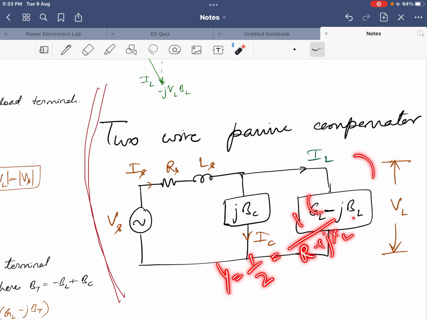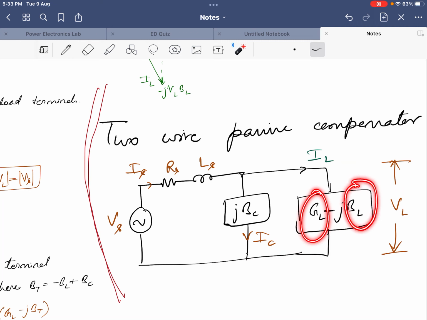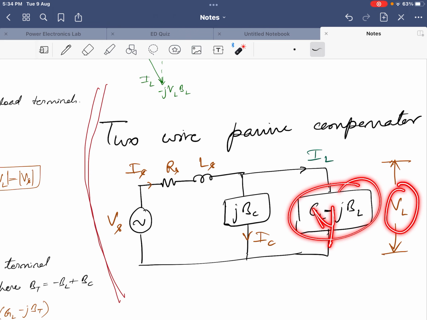We can multiply both the top and the bottom by R minus JXL, and we can rewrite this in terms of G and B, where G is the conductance and B is the susceptance. And this admittance Y, if we multiply it with the supply voltage V, we get the value of the current.